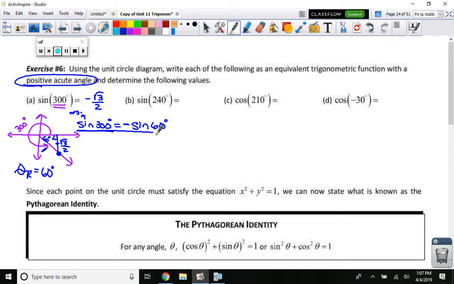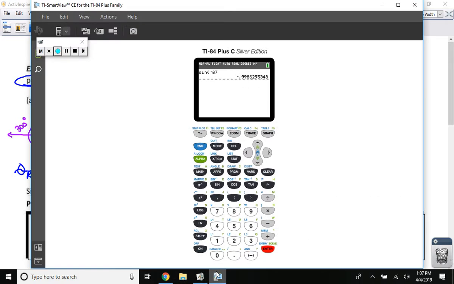So these two things, take your calculator right now. If I type in the sine of 300, this is all you're doing. You're just showing what would be equivalent to it. So if I type in the sine of 300 and hit enter, and then I type in the negative sine of 60, it gets you the exact same. They're equivalent. They are the exact same thing written in a different format.